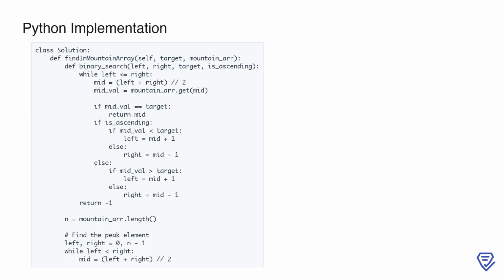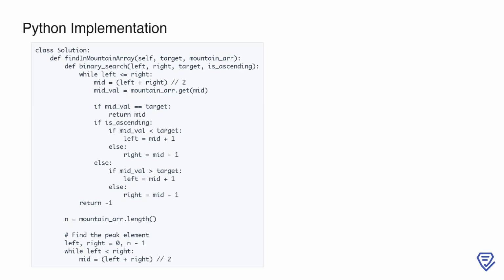Here, we begin by defining the findInMountainArray method inside the solution class. This method takes the target value we are searching for and the mountain_arr object, which provides two essential methods, get(index), to retrieve the value at a specific index, and length(), to get the size of the array.